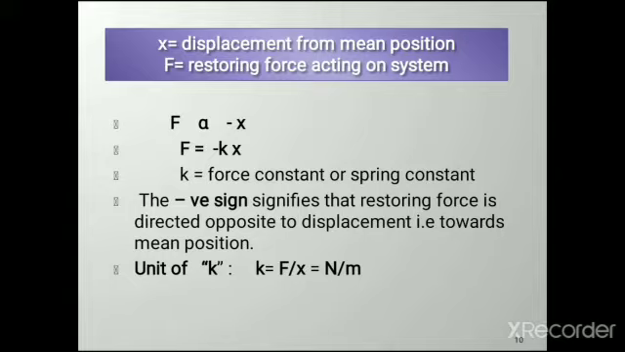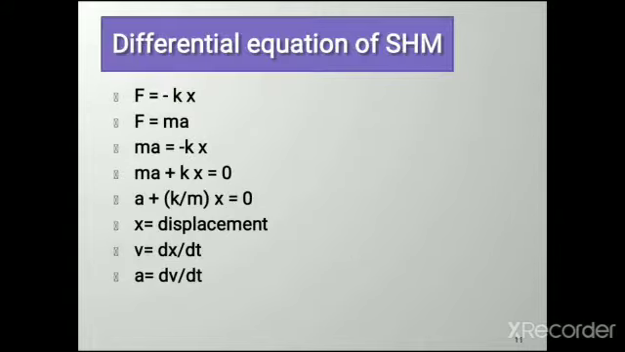Let us find out what is the unit of k. From the above equation, F = -kx, k = F upon x. Therefore, the unit of k is Newton per meter in SI system or dyne per centimeter in CGS system.